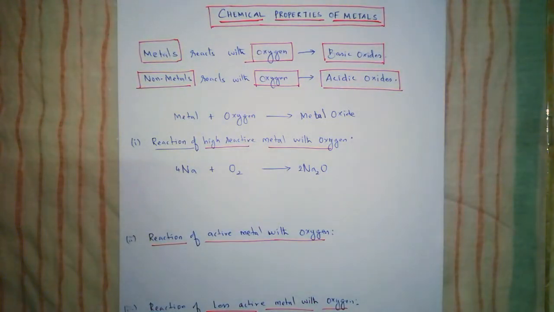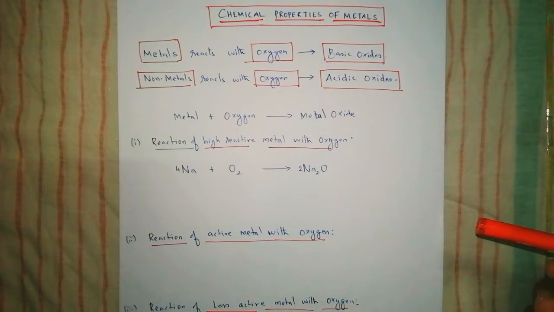Yesterday, we learned the physical properties of both metals and non-metals, and also, more importantly, the exceptional thing which is present in both metals and non-metals. That is given in page number 39 and 40. Right? And today, we are going to learn the chemical properties of metals. What are the chemical properties of metals?